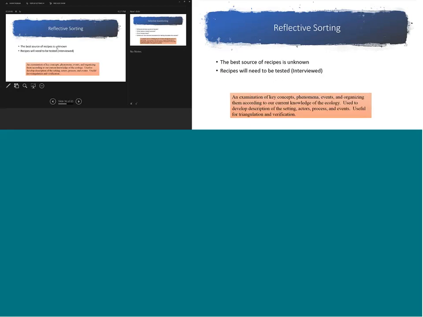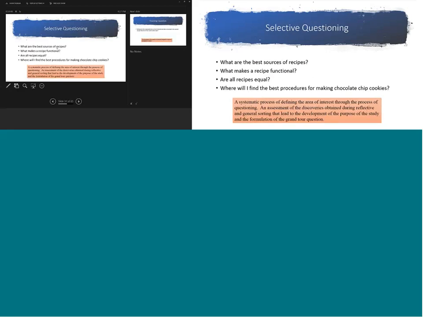From my reflective sorting, I start to build my questions. I call them selective questioning because I could ask a lot of different questions, but now I'm starting to dial in on what exactly it is that I want to go after. So I'm asking myself a set of questions. What's the best source of recipes? What makes a recipe functional? Are all recipes equal? Where will I find the best procedures for making chocolate chip cookies? These are things I'm now thinking about.